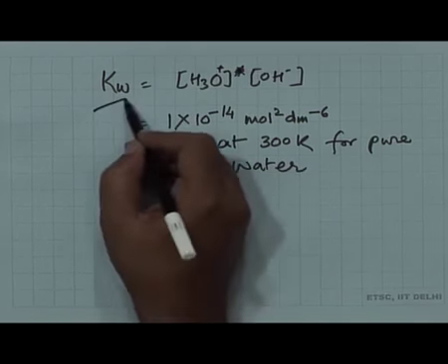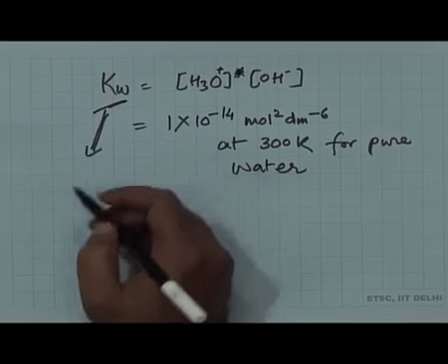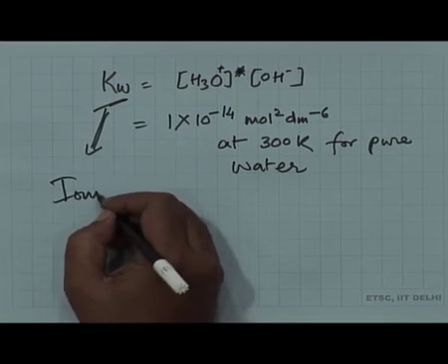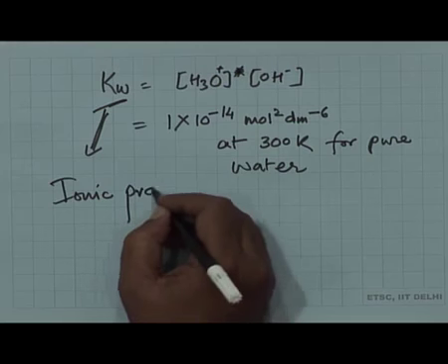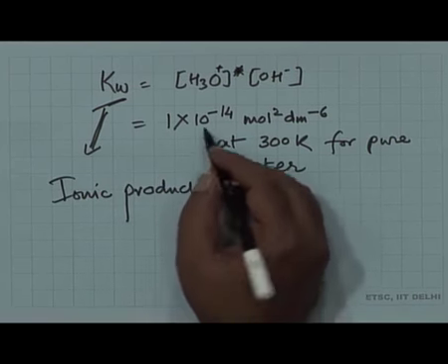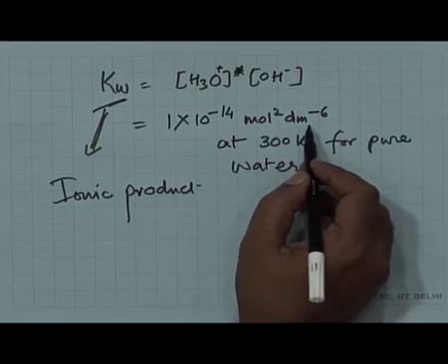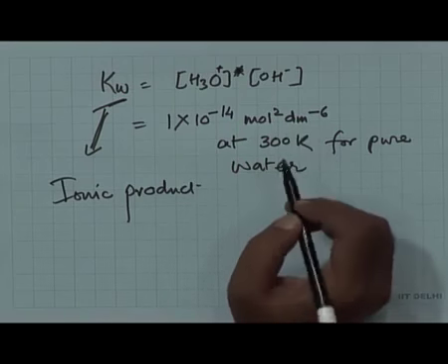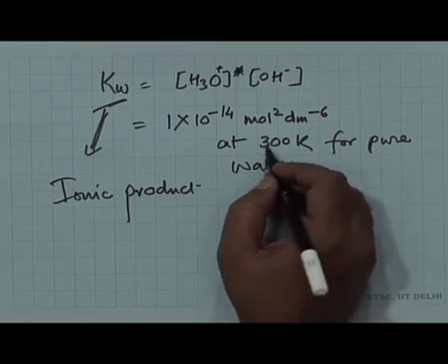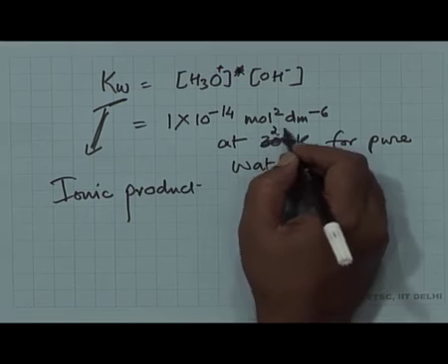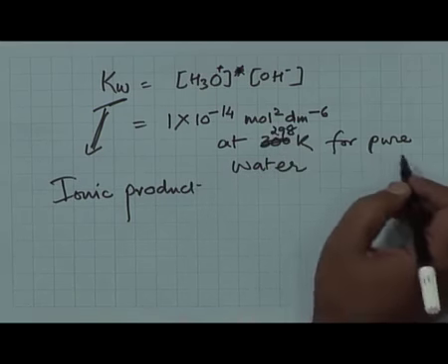So, the Kw value is also known as the ionic product. Its value is 1 into 10 to the power minus 14 mole square per dm 6 at 298 Kelvin, for pure water.